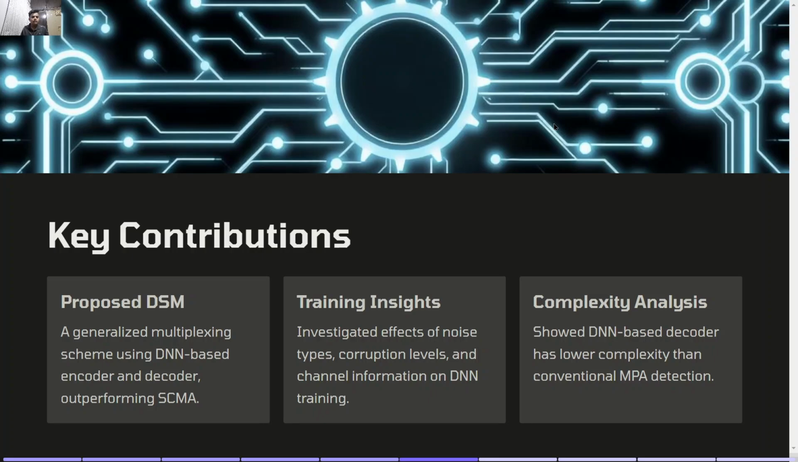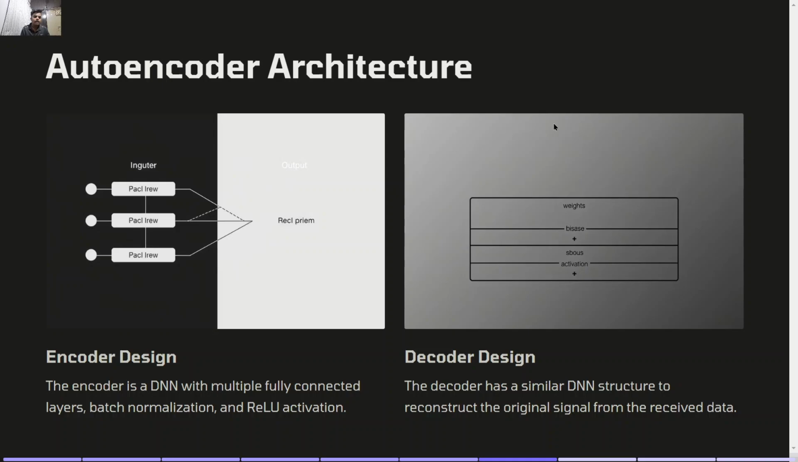Deep spread multiplexing is particularly effective in advanced wireless systems like 5G, enabling simultaneous data transmission for multiple users and contributing to more resilient communication networks. Autoencoder architecture. Encoder design. The encoder is a DNN with multiple fully connected layers, batch normalization, and ReLU activation. Decoder design. The decoder has a similar DNN structure to reconstruct the original signal from the received data.